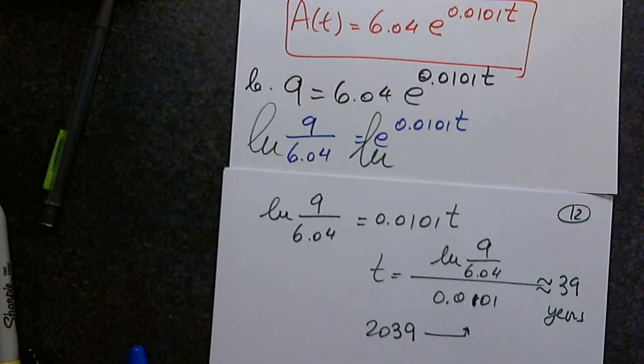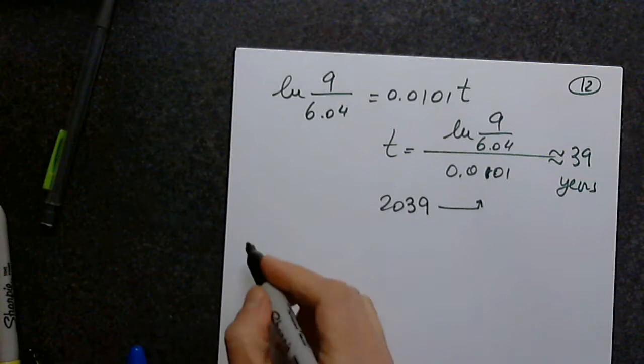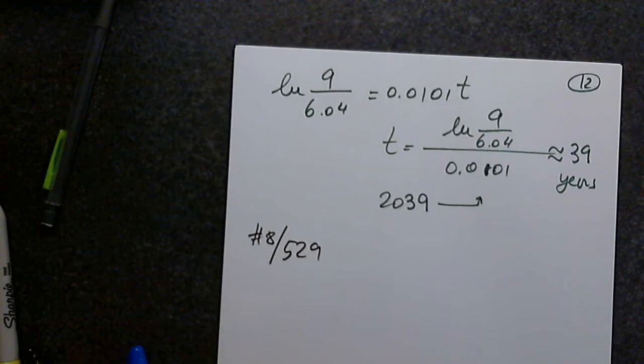Should we look at another problem or should we look at the exponential decay? I have 5 minutes. Say it again. Another problem. Another problem like this? Yeah. Okay, very good. So let's look at the population of the Palestinians then. So this is problem 8 on page 529.